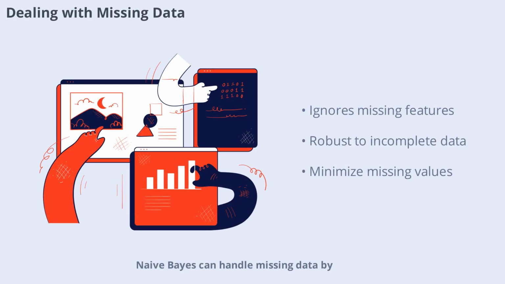Naive Bayes can handle missing data by simply ignoring the missing features during probability calculations. This makes it robust in situations where some data points are incomplete. However, having too much missing data can still impact overall accuracy, so it's best to minimize missing values when possible.